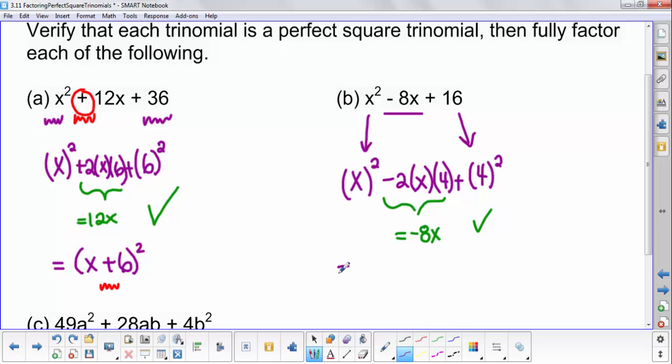So to factor it, you put the first term's square root, we'll put the last term's square root, and the sign comes from the middle term. And so this time we have a minus, and so basically it is just going to be x minus 4 all squared.